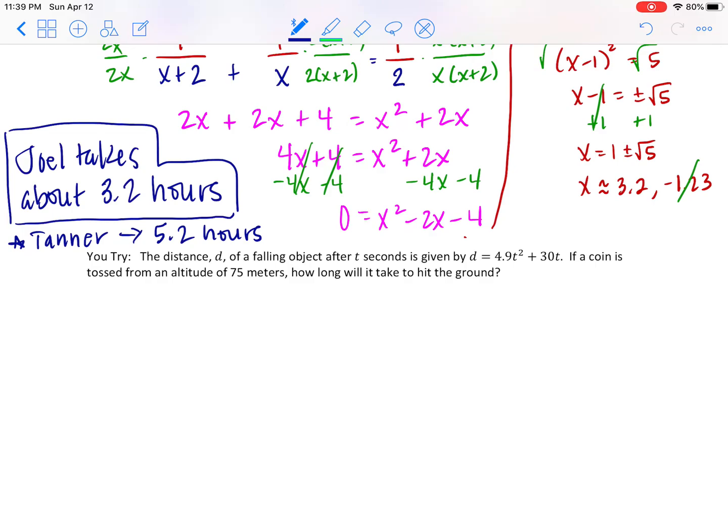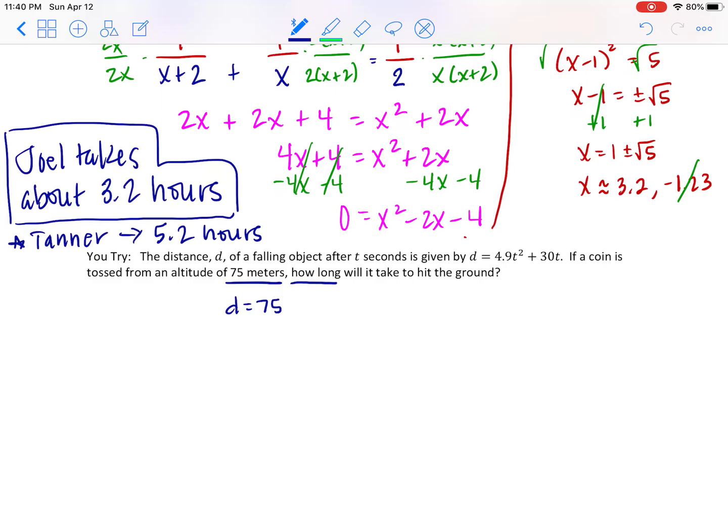Well, actually we have a function, but the function is still an equation. It's got two variables in it, and when you're already given an equation or a function like this, you know the value of one of the variables and you have to find the value of the other. So a coin is tossed from an altitude of 75 meters. That means we have a distance of 75 here. And then it's asking how long is it going to take to hit the ground.